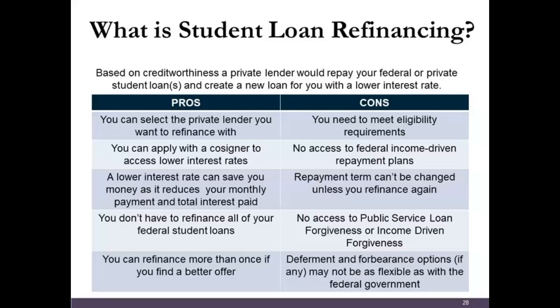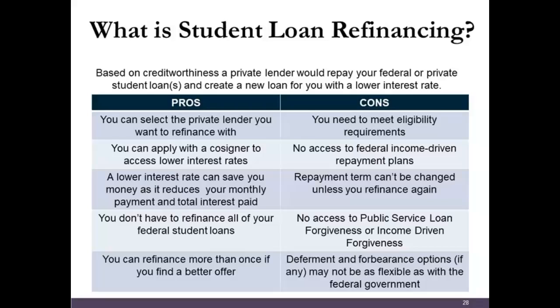And then some of the cons are that you do need to meet eligibility requirements. So typically they want you to be working and have a good credit history. There is no access to federal income-driven repayment plans. So if you do need to pay your loans based on your income, you won't be able to do that with a private lender. Repayment term can't be changed unless you refinance again.